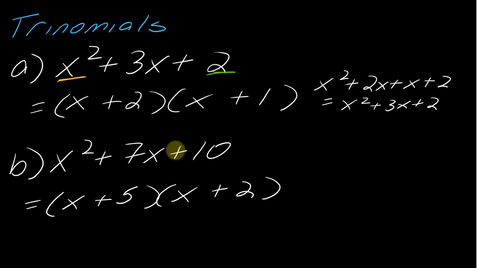So let's just see if we can double check the middle term in our head. So we've got x times x is x squared. 5 times 2 is 10. And then I've got 5x plus 2x. So I can see then that gives me the 7x, so I'm good to go.